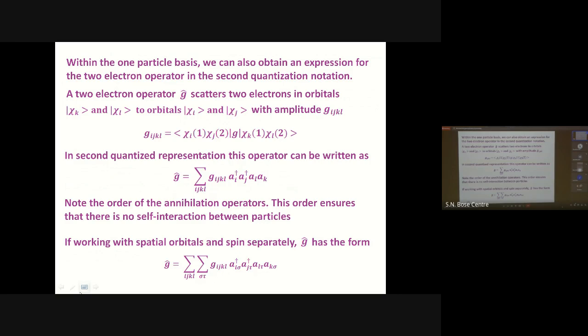Or you can also show that if you have just one particle in the system, then if you write it as A_k, A_l, then the two electron integral does not vanish. So if you have only one particle, you don't have electron-electron repulsion. So then it is going to be wrong. So that's the reason why you write it this way. And of course, if you have spin orbitals, spatial orbitals and spin functions, then you can write it in the form of g_ijkl, A_i sigma dagger, A_j tau dagger, A_l tau, A_k sigma. So this is the form of the two electron operator that you write.